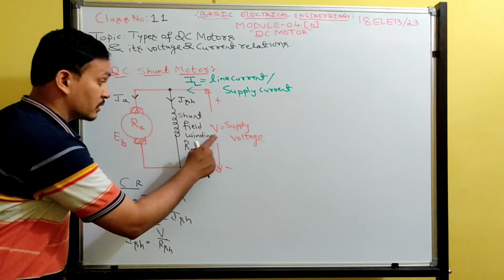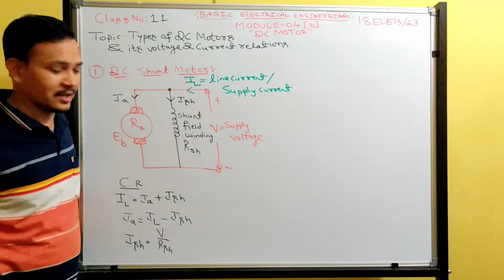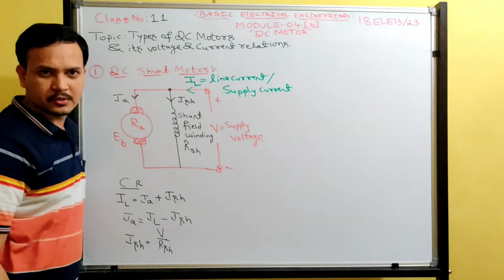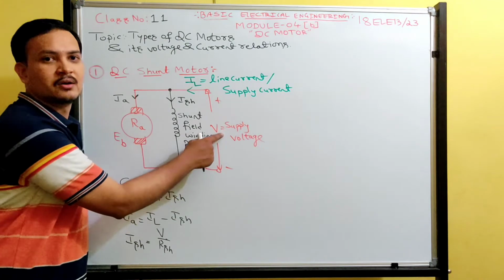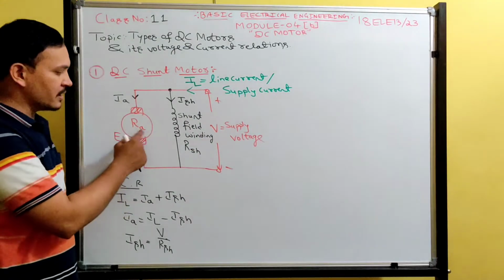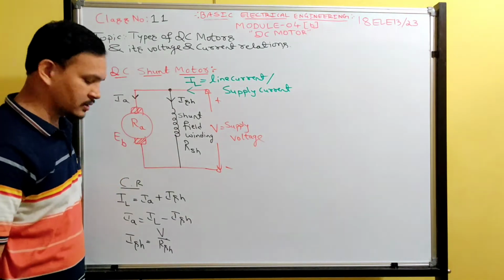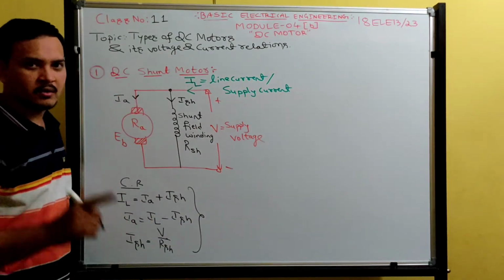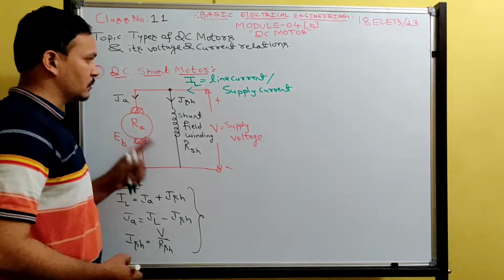Don't write V by RA as IA. That is wrong, because inside the armature back EMF is produced, and this voltage opposes the supply voltage according to Lenz's law. V minus EB divided by RA is the equation for IA. Got it? Fine. You must remember all these relations while solving problems on the shunt motor. Let me now see the voltage relation.